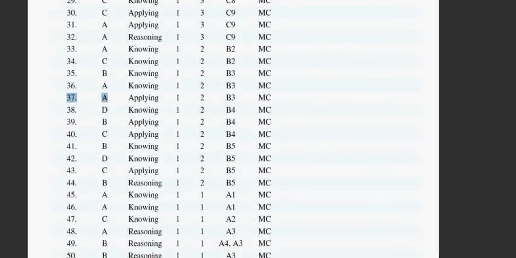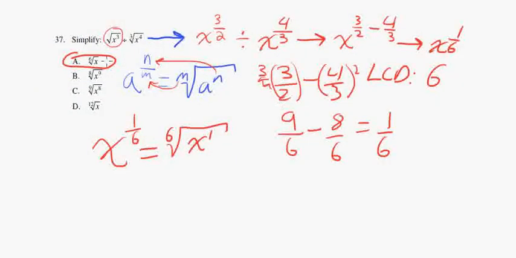A. That is correct. So this problem required us to use our exponent rule backwards, so we can get rational exponents, and then use our division rule for exponents to carry out the simplification.